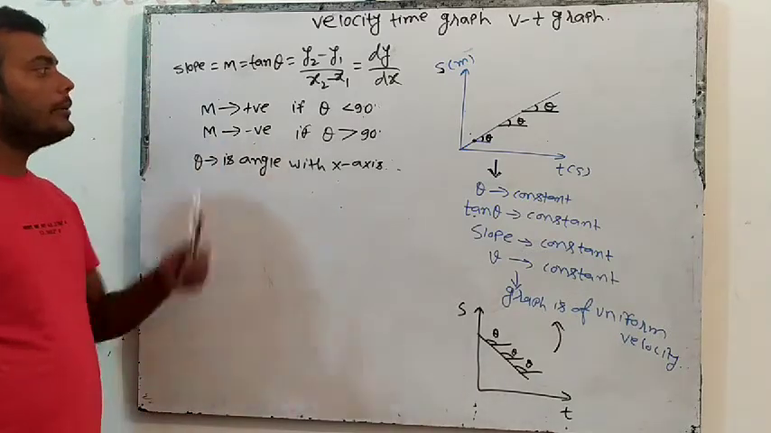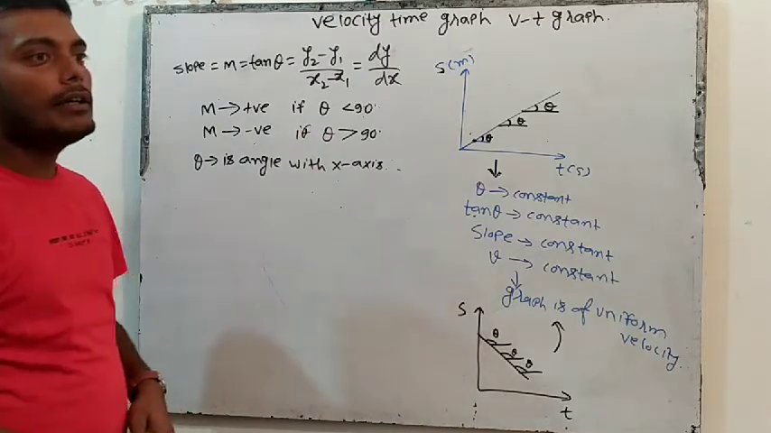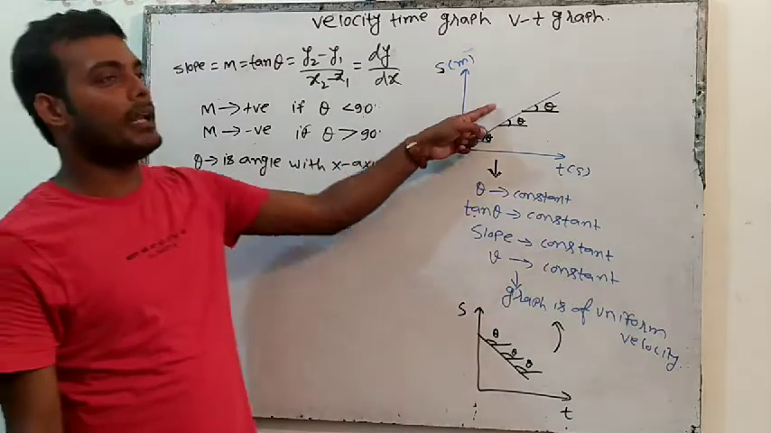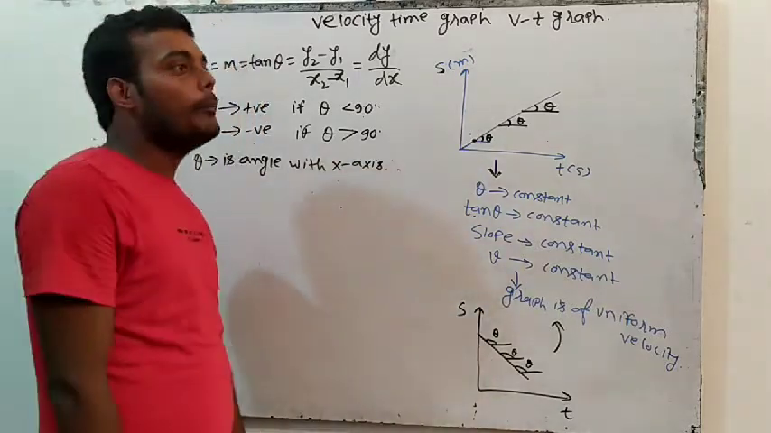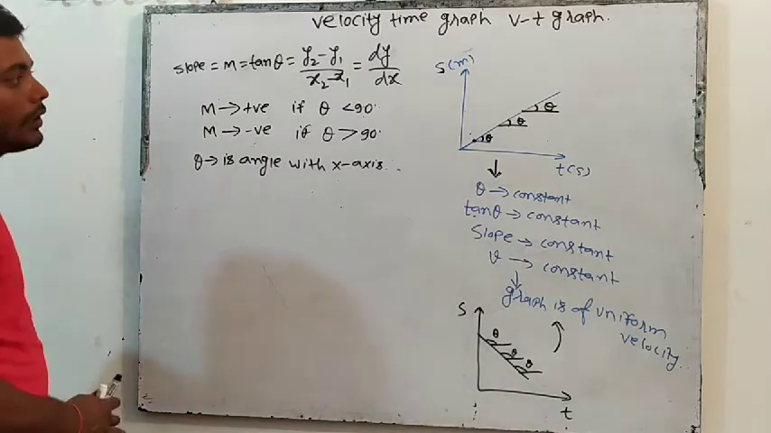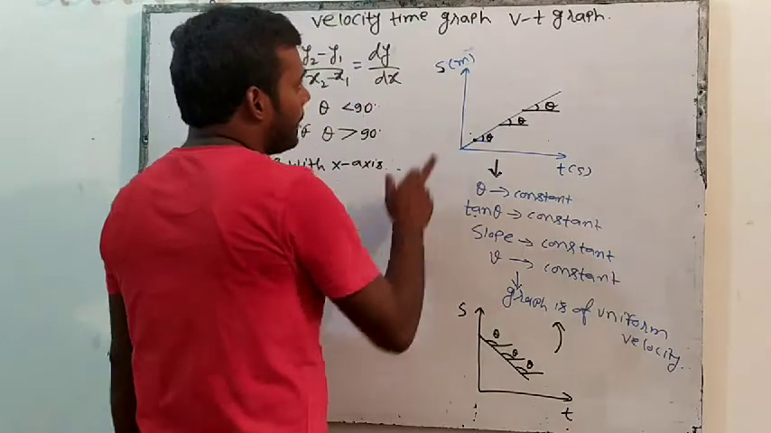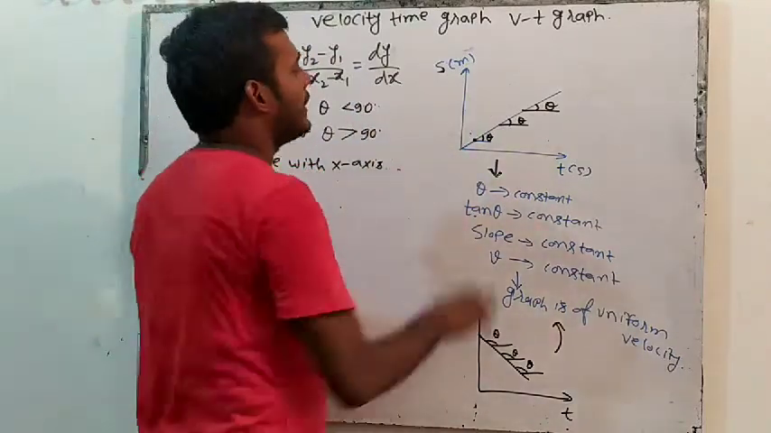Slope will be positive if theta is less than 90, and slope will be negative if theta is more than 90. Okay, see for example here theta is less than 90, and here theta, meaning angle with x axis, is more than 90. So in this graph, see, this is displacement time graph, this is not velocity time graph. I am just revising the previous lecture.